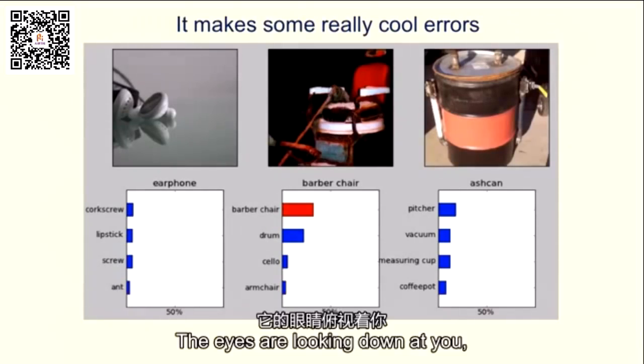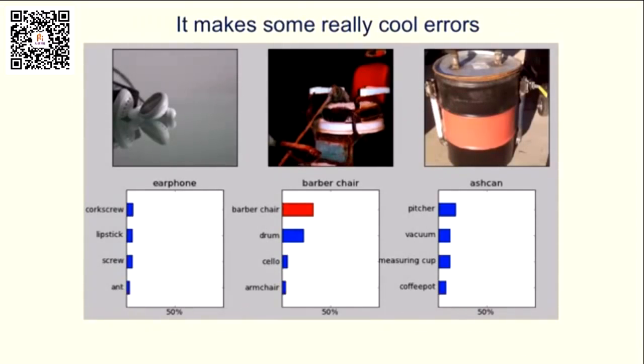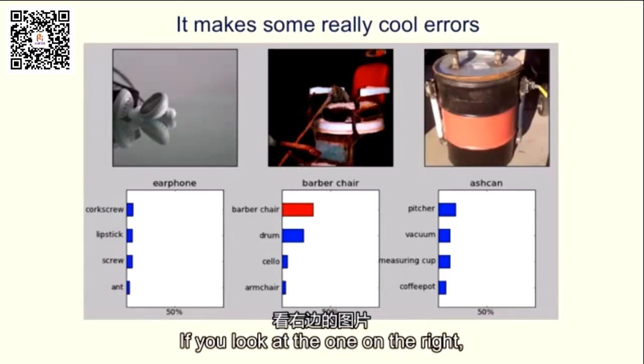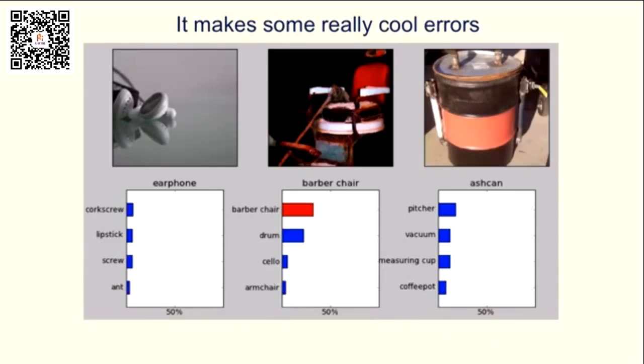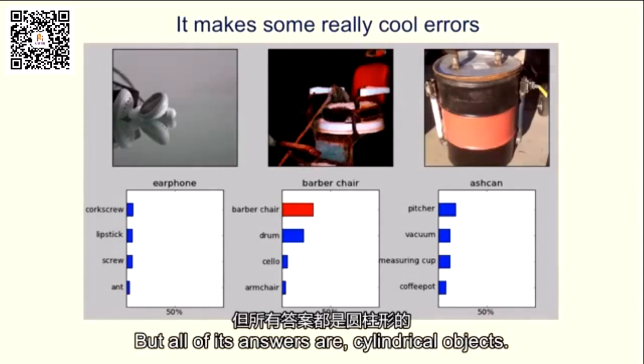The eyes are looking down at you, and you can see the antennae behind it. It's not the kind of view of an ant you'd like to have if you were a greenfly. If you look at the one on the right, it doesn't get the right answer, but all of its answers are cylindrical objects.